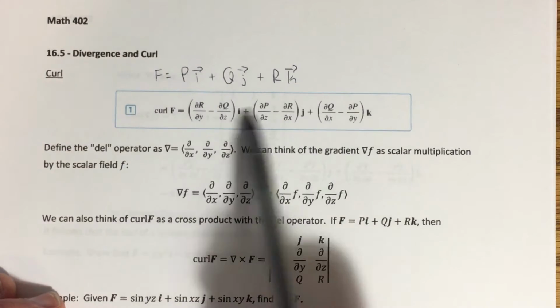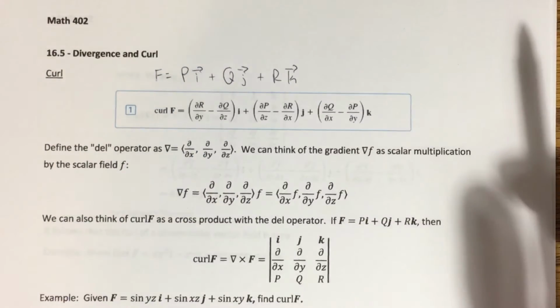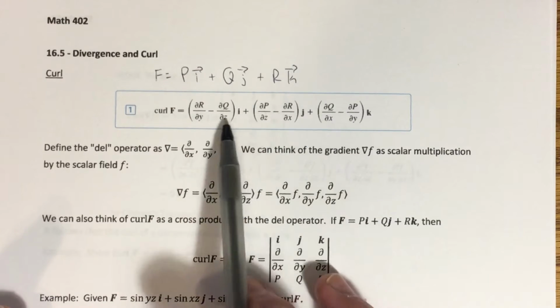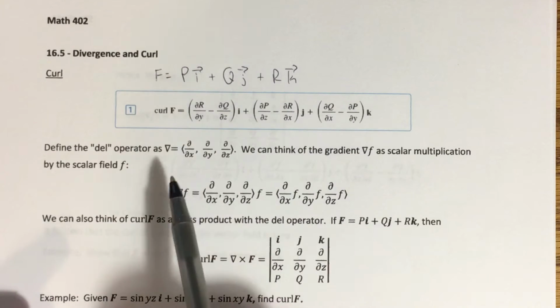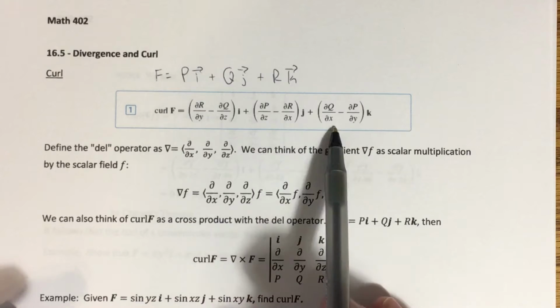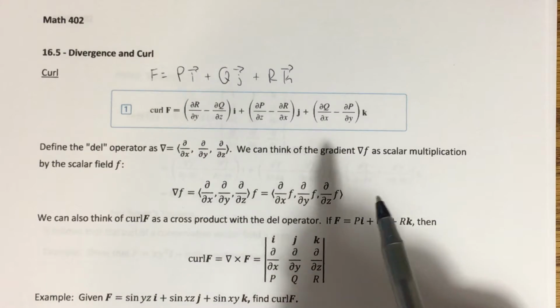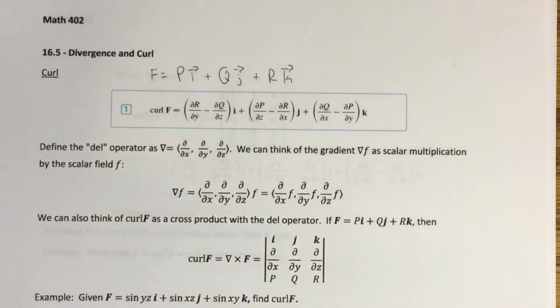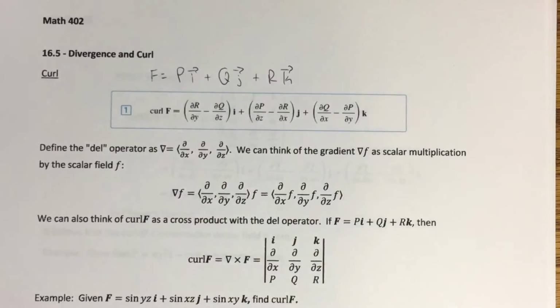This formula, notice I have given you no motivation for why we would define it this way. This seems like a bizarre way to define it. We're going to come up with an easier way to remember this using a determinant instead. But before we do that, we need to talk about something called the del operator.